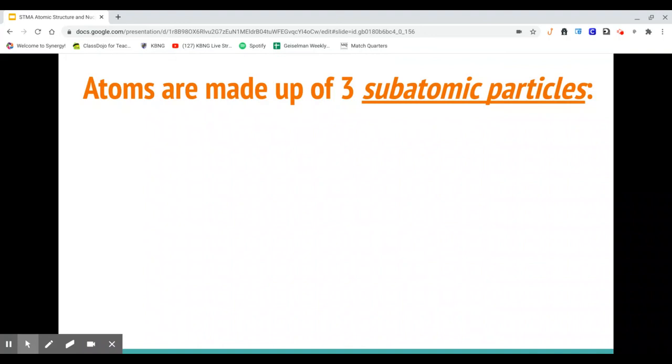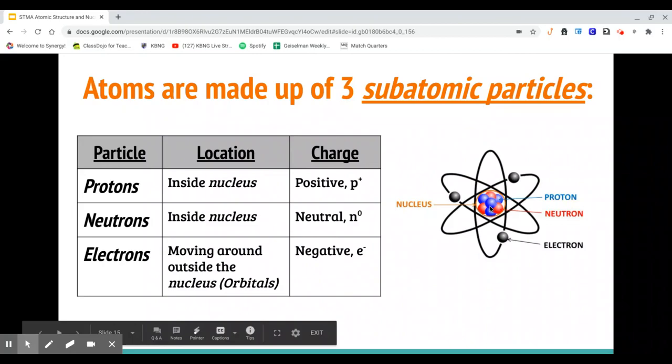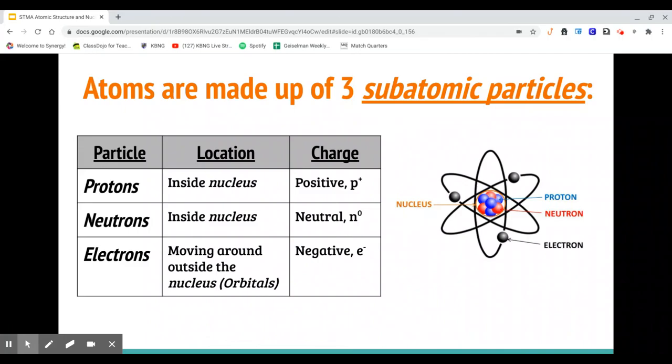So atoms are made up of 3 subatomic particles. There's 3 pieces that make up an atom. These pieces don't retain the chemical properties on their own, but they are what make up an atom. So there are 3 parts: the proton, the neutron, and the electron. Inside the nucleus, we find the proton and the neutron. Protons and neutrons are represented by the blue and red spheres here in the diagram. And the protons and the neutrons make up that really dense center of the atom, right? The nucleus.